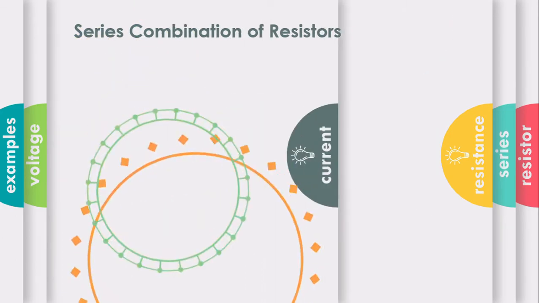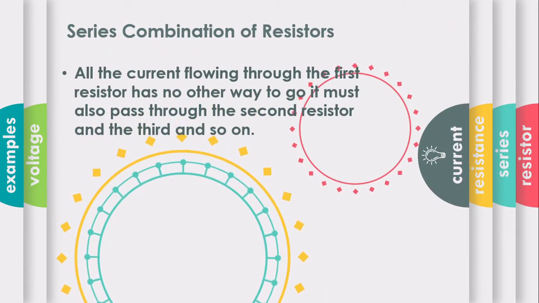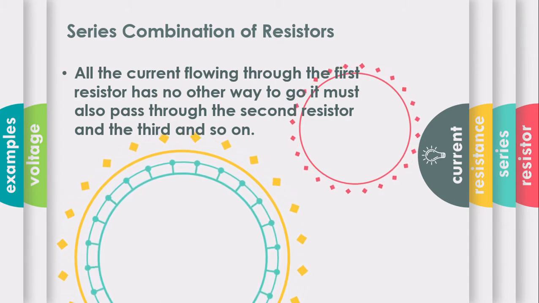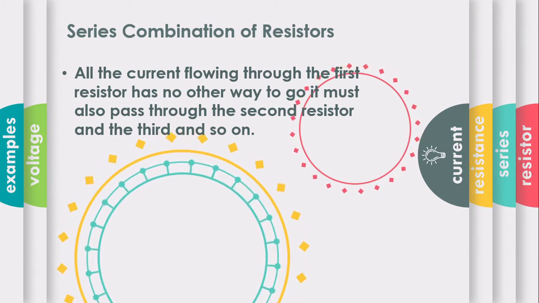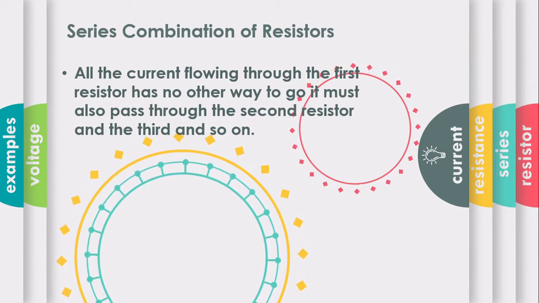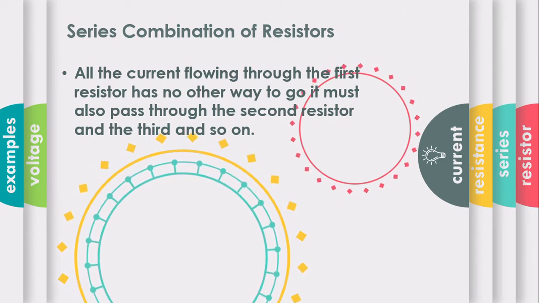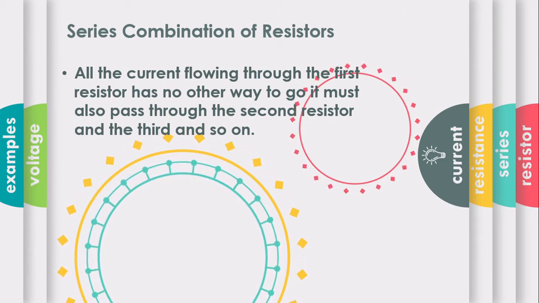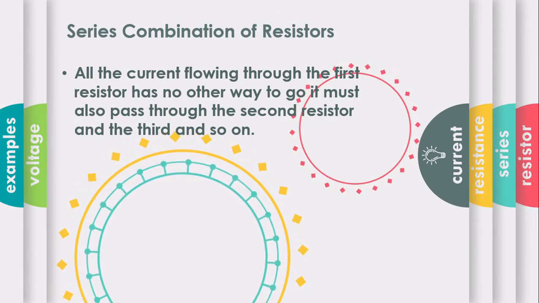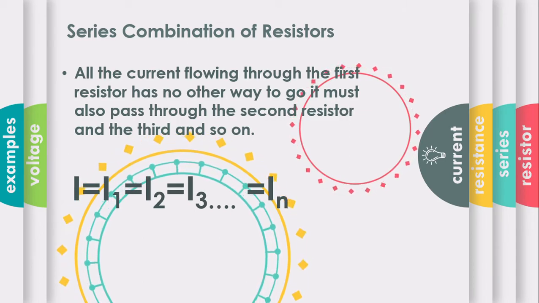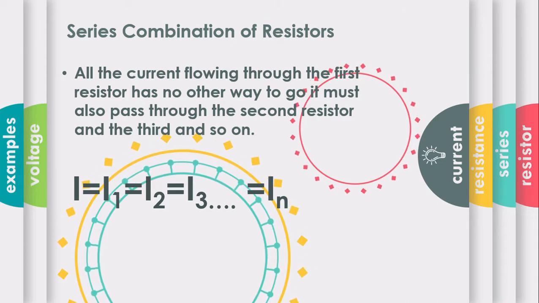All the current flowing through the first resistor has no other way to go. It must also pass through the second resistor and the third, and so on. So the amount of current that flows through a set of resistors in series will be the same at all points in a series network. That is why in our formula, the current of a series circuit is equal to the current of each resistor connected in the circuit.